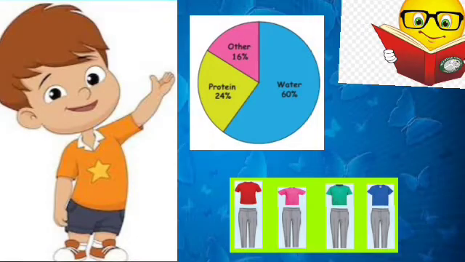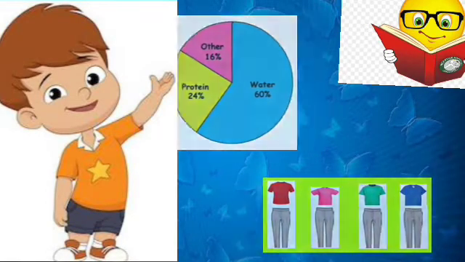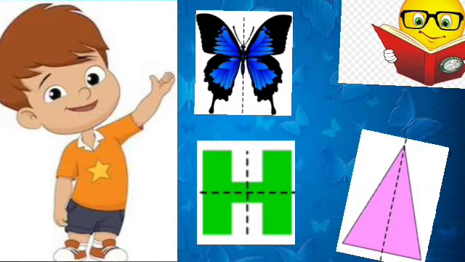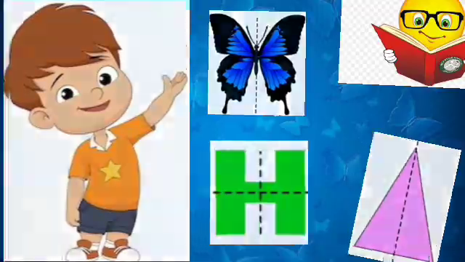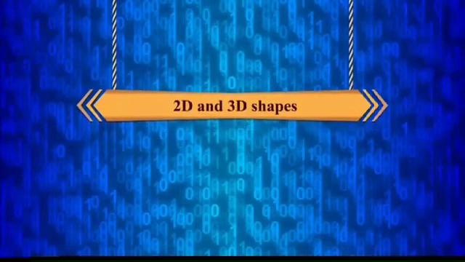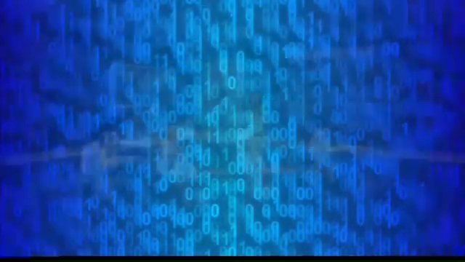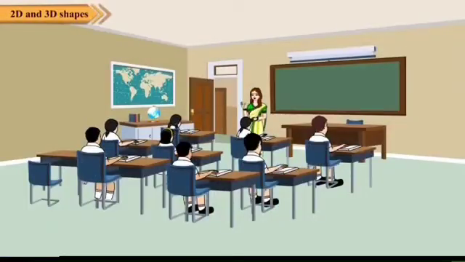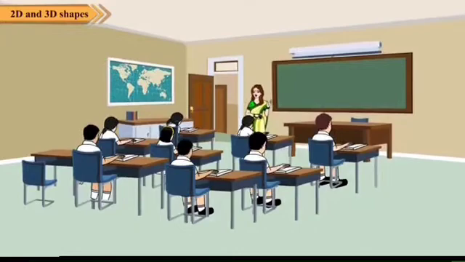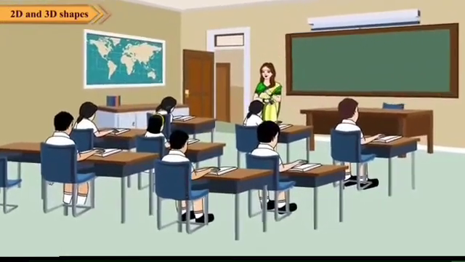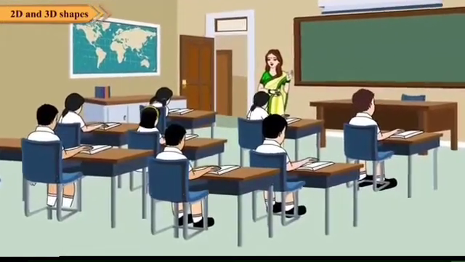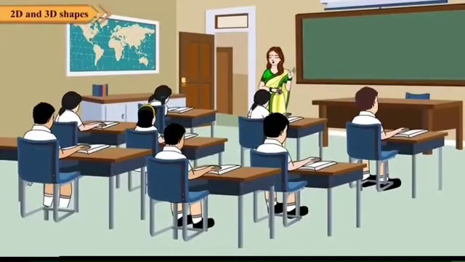Children, in the previous class we have learned information processing. Today we are going to learn symmetry and line of symmetry. Children, let us recall the 2D and 3D shapes. Children, you have learnt about plane and solid shapes. Let us now revise and consolidate our knowledge.